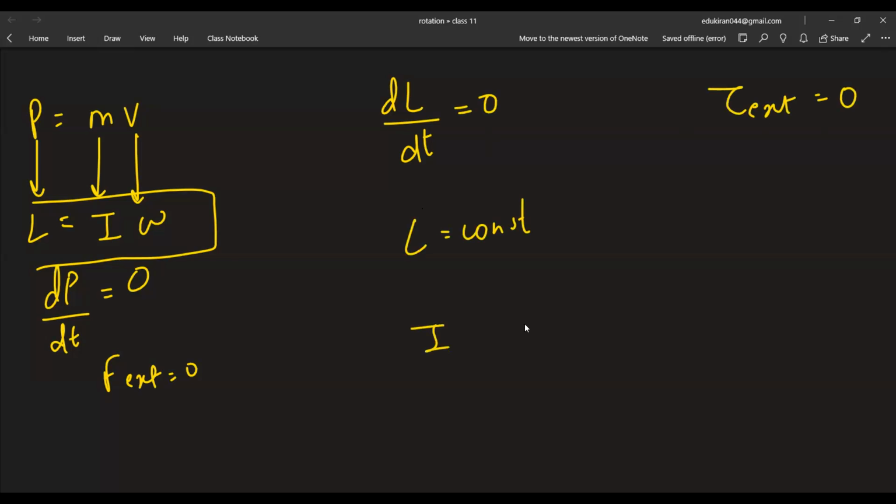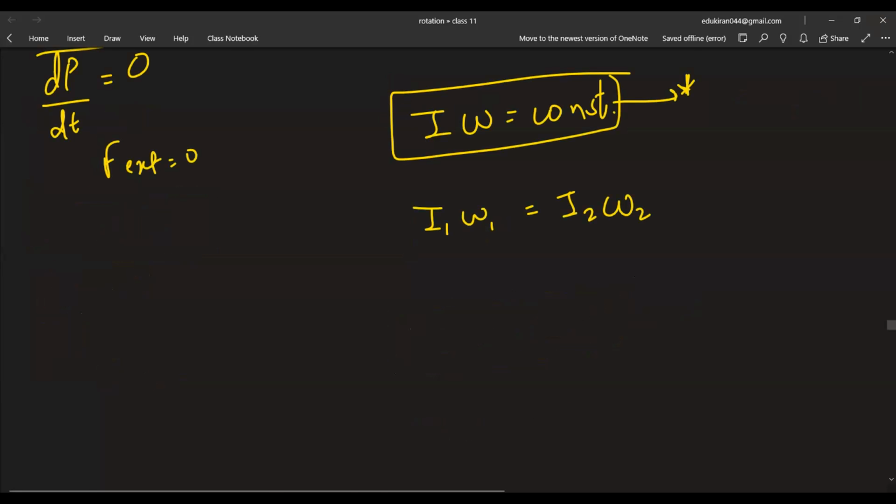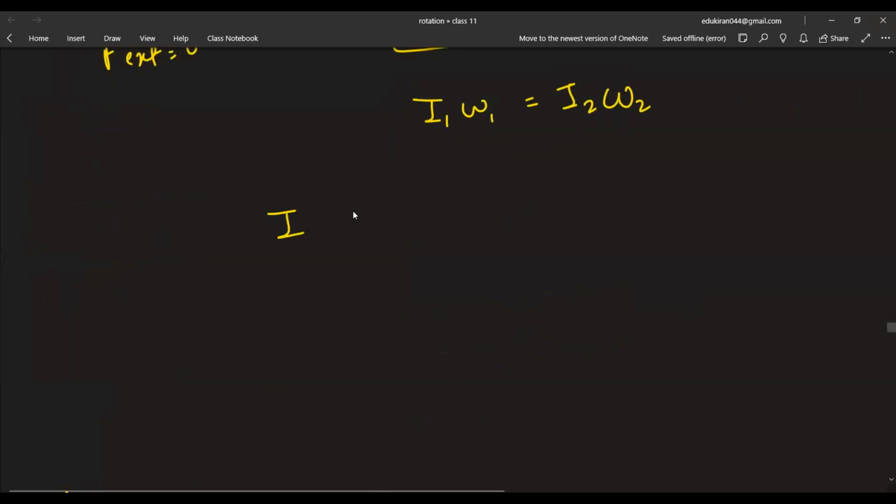That is, I omega becomes constant, because the formula of angular momentum is this. This is the main formula which you have to use. It's very, very important. See, I1 omega 1 becomes equal to I2 omega 2, further I3 omega 3, whatever it is. This is what is conservation of angular momentum. You should understand that the product of I into omega should be constant.